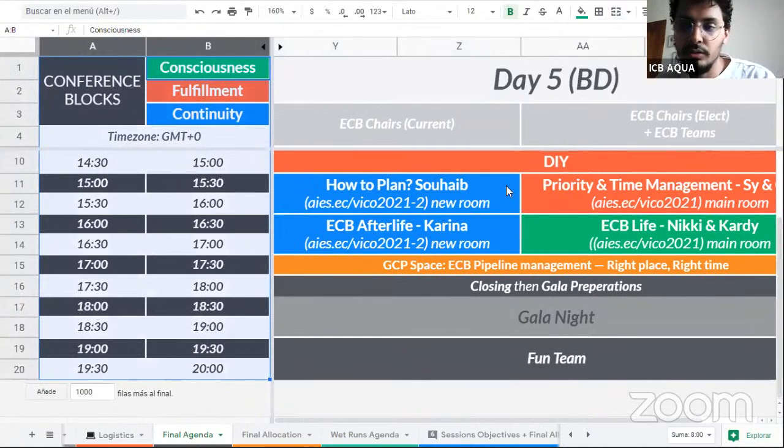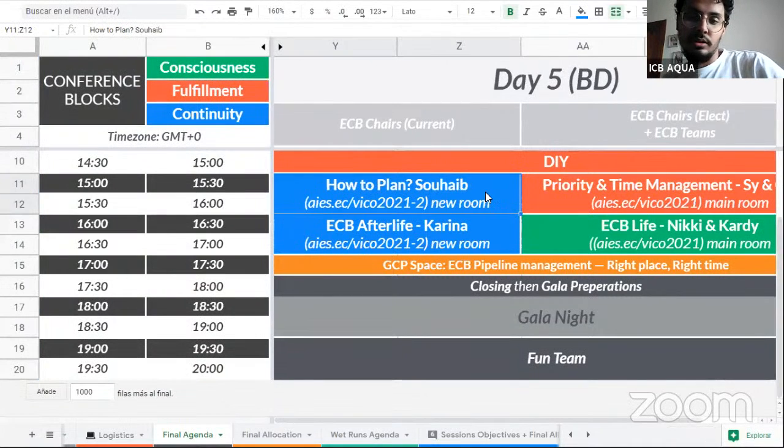Sirin is here already. And she and Candy are going to give you a session. I personally saw it in the dry run and I was really impressed. So stay here. And then you're going to have ECB live. And Suhaib is waiting for you, ECB chairs current, in the new room.